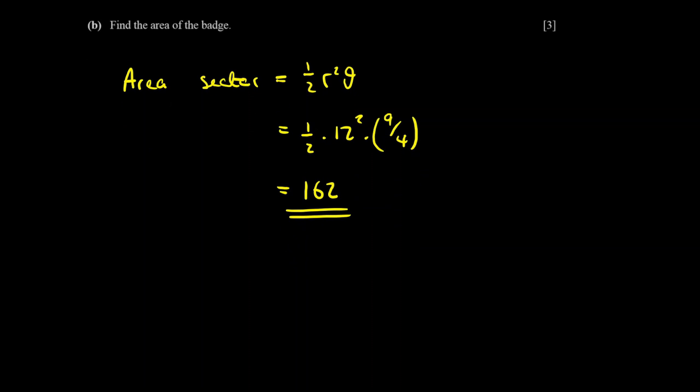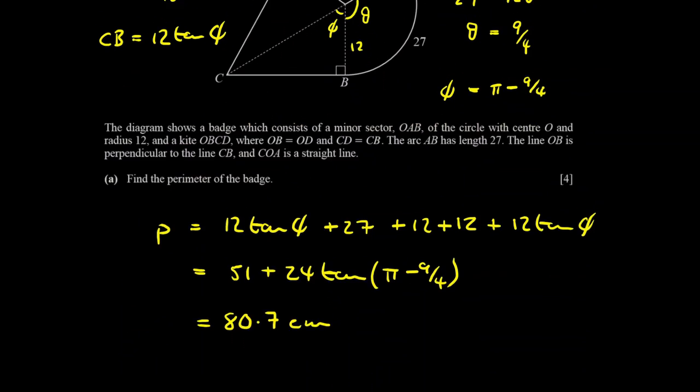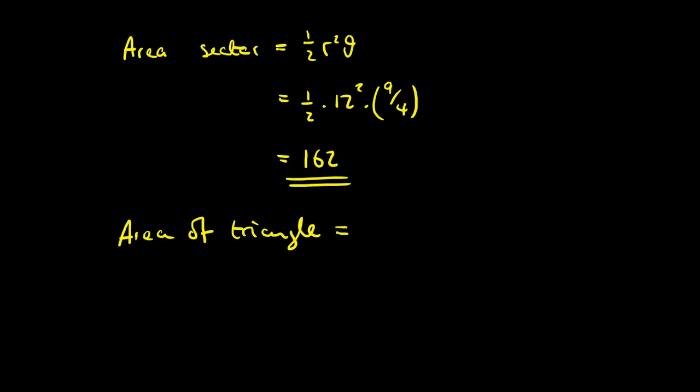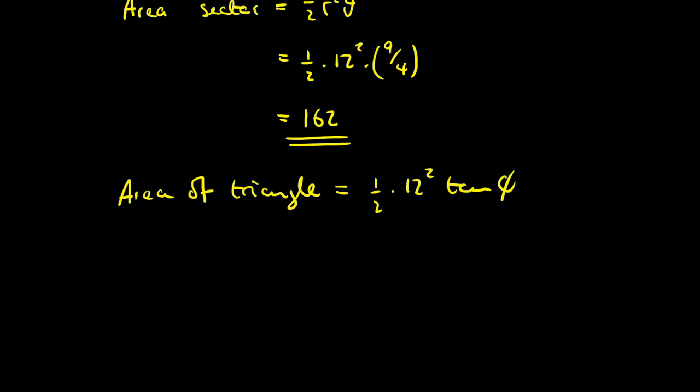Then what we're going to do is we're going to find the area of the triangle. Area of the triangle. Okay, and how do we do that? Well, we've got to do a half of this length here, CB, times by that height there. Well, CB is 12 tan phi, so we've got to times it by 12 and then divide by 2 to get the area of a triangle. So we could say that this is equal to a half times by 12 squared tan phi. But of course, we need two triangles, don't we? So we need to double that.